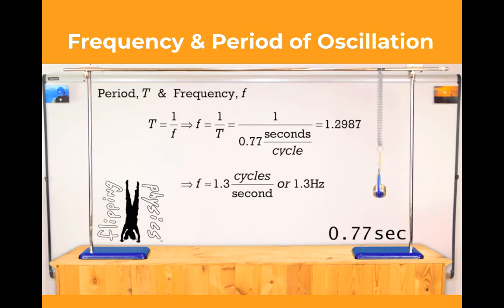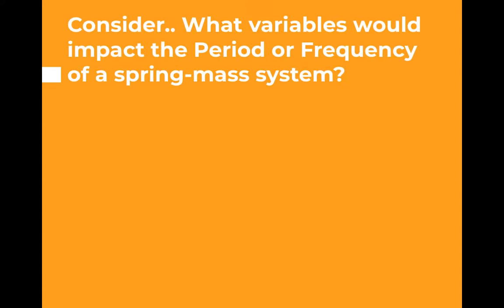If you take a look at the equation for the period of a pendulum, it's 2 pi times the square root of L over g. So a pendulum relies on the length of the pendulum string and the acceleration due to gravity. The mass attached to the pendulum does not affect its motion at all. In a spring mass system, the variables that impact period and frequency are different than for a pendulum due to the diversity of the system.